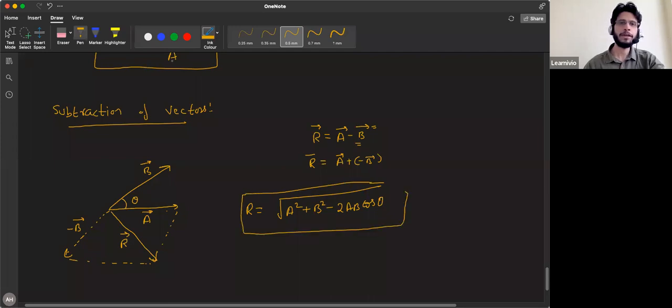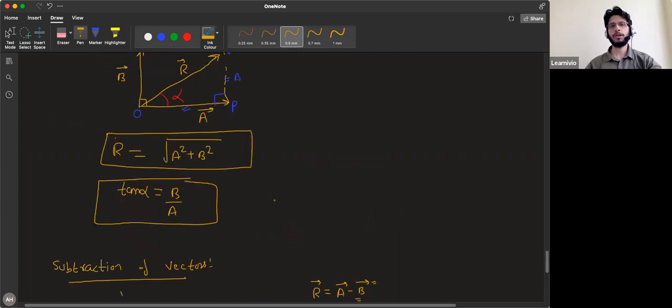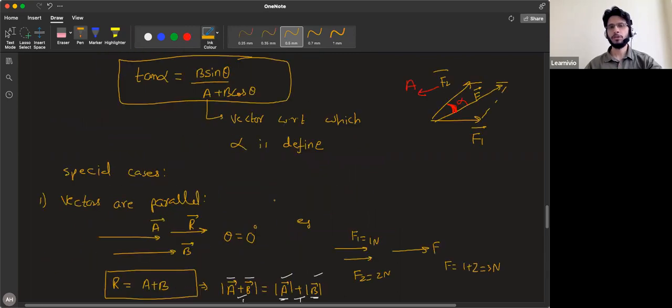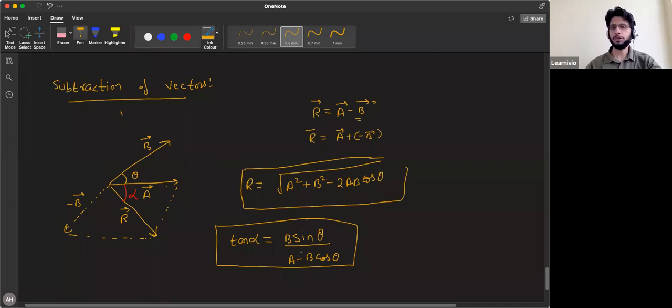If you want to get direction with respect to vector A, then tan alpha will be B sine theta by A minus B cos theta. This is how we calculate tan alpha also. So that is subtraction of vectors, and this is addition of vectors. There is only one small difference. Instead of plus 2AB cos theta, you're getting minus 2AB cos theta.